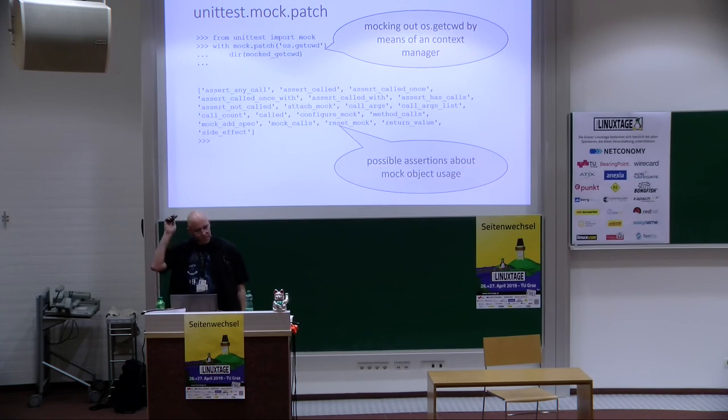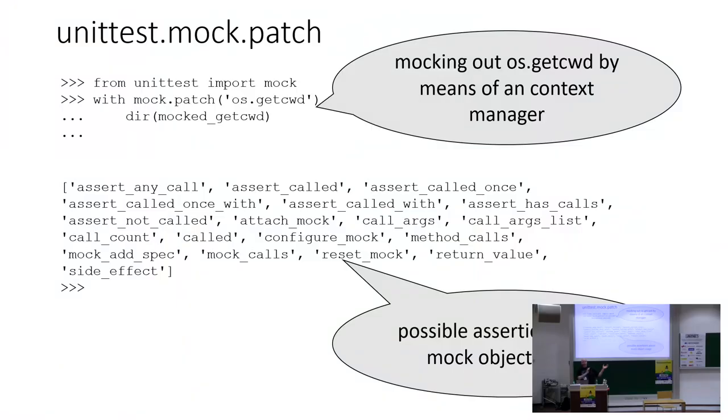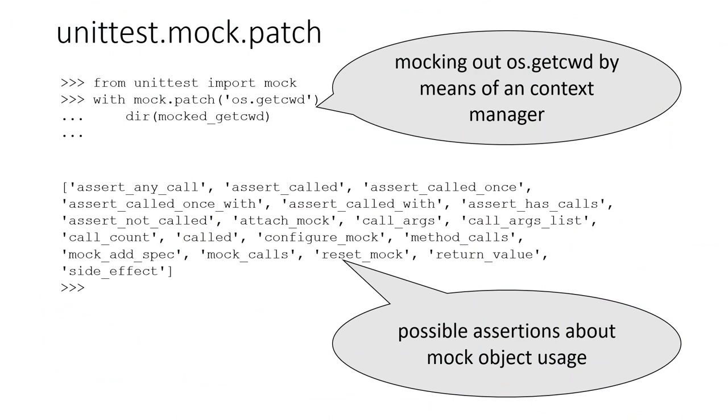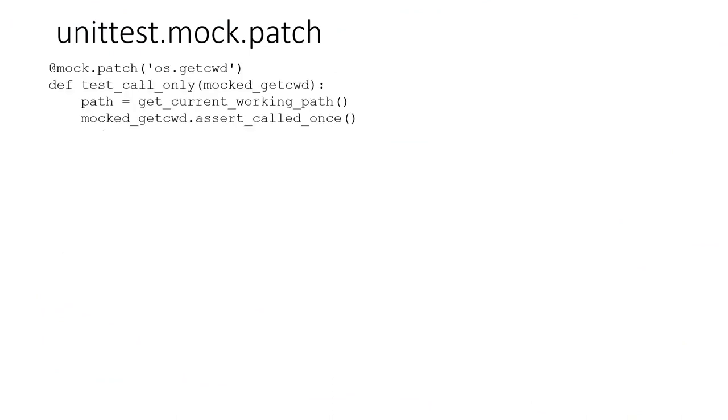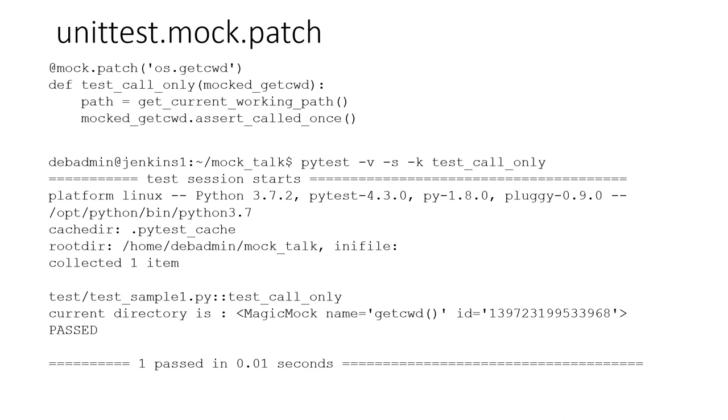So, as we have already discussed, you create mock objects. These mock objects offer you functions and attributes where you can make assertions about their usage. So, to move on, here again is our example. We have already seen it before. Now, in action, and this example is just to show you.